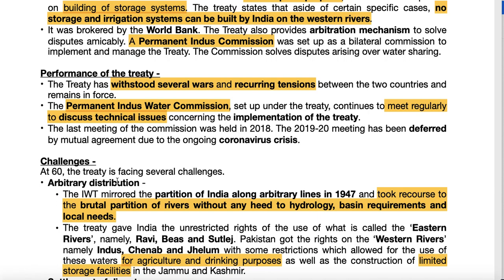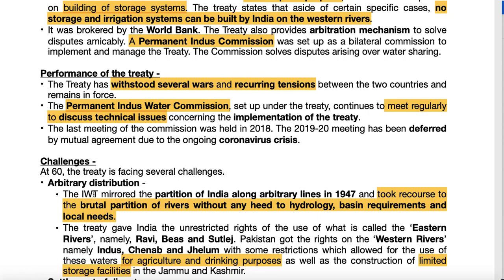They are saying that the partition of rivers was made without any heed to hydrology, basin requirements, and local needs. So this partition was arbitrary, and it was definitely in favor of Pakistan. Almost 80% of the waters of the Indus River Basin were allocated to Pakistan, and India could utilize only 20% of the Indus River Basin waters, despite the major basin of the Indus water lying in Indian territory.